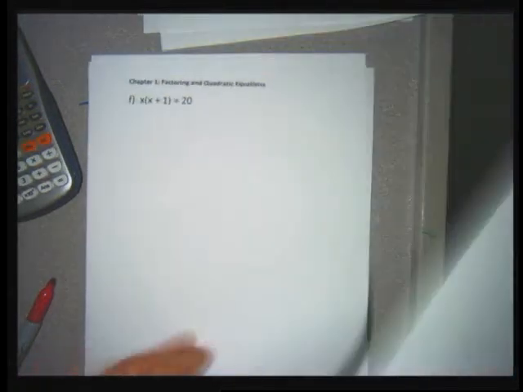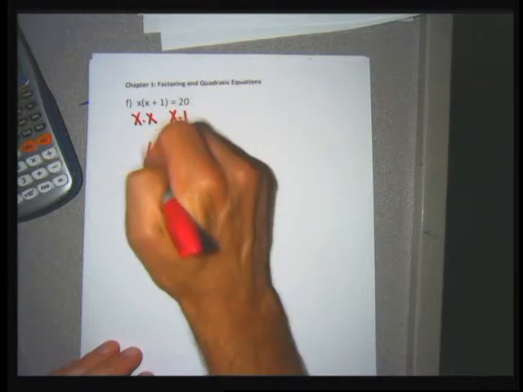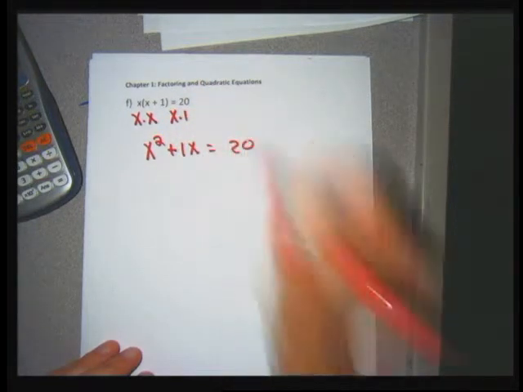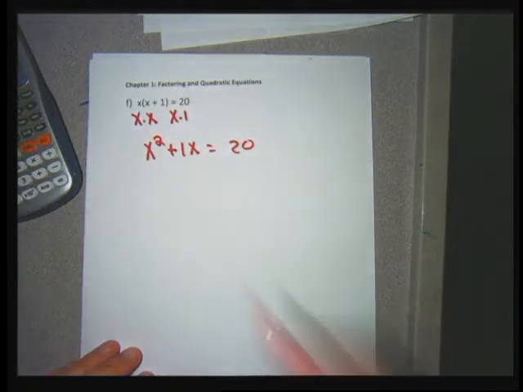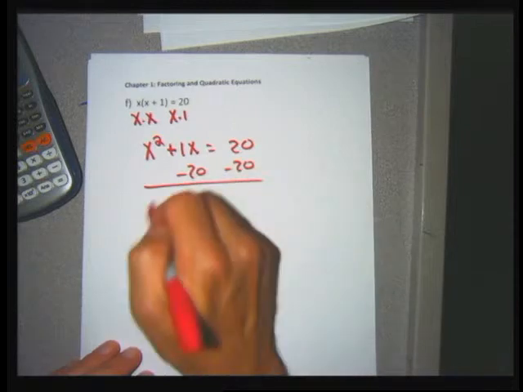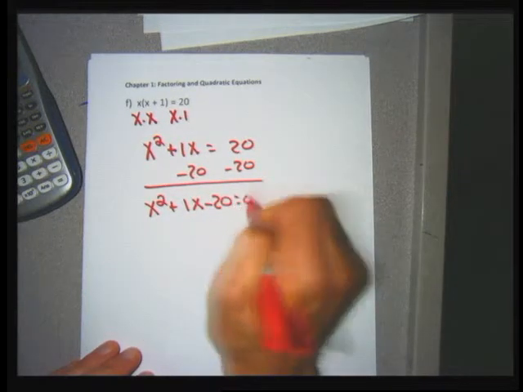I'm going to do the same thing for f. I'm going to get rid of the parentheses by multiplying. I'm going to go x times x and x times 1, which will give me x squared plus 1x equals 20. I destroyed my factoring, setting it equal to 0 by minusing 20 and minusing 20, which gives me x squared plus 1x minus 20 equals 0.